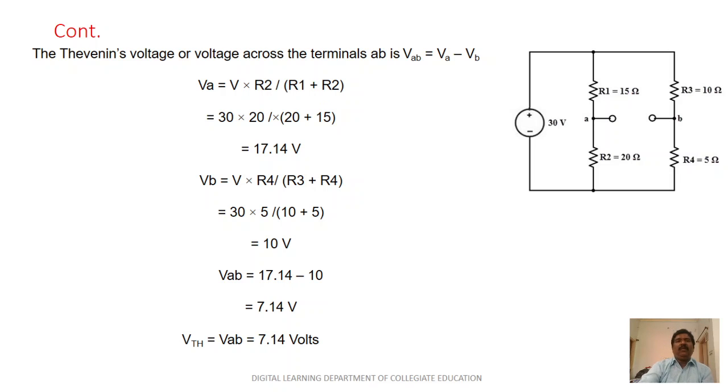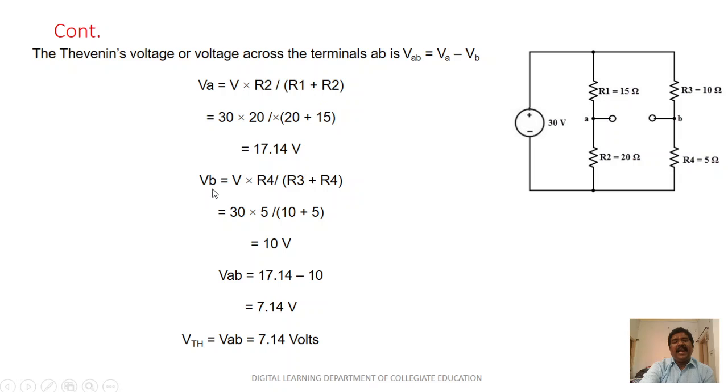As I said, the voltage divider rule is very easy for calculating the voltage across different points. Suppose the 30 volts is applied across the resistances R1 and R2, and it's parallelly connected, the same voltage will be across R3 and R4. So I can directly apply the voltage divider rule for the points A and B. Let us take an example first. VA is equal to V into R2 divided by R1 plus R2, the formula for the voltage divider rule. Substituting the values, V is 30 volts, R2 is 20, divided by 20 plus 15, we get 17.14 volts across the point VA.